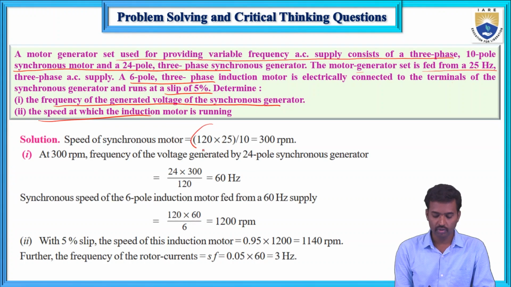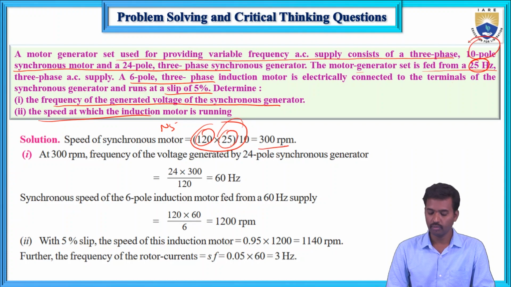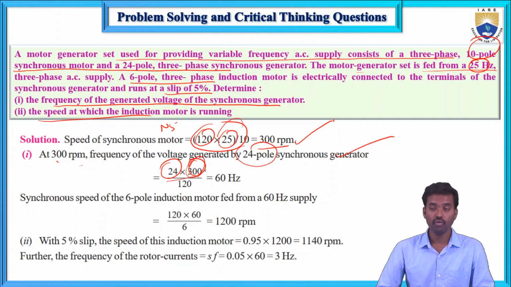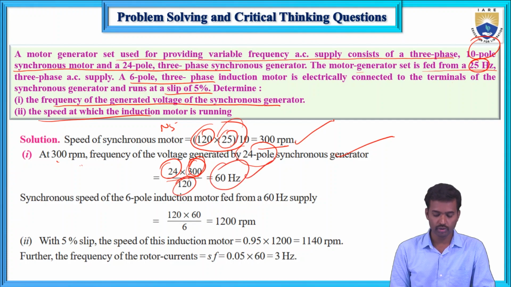So for the synchronous motor, Ns equals 120 f by P, where f is 50 and P equals 10. So that value equals 600 RPM. Now this 600 RPM drives the generator with 24 poles, so the frequency equals 600 into 24 divided by 120, which is 120 Hz, and half of that equals 60 Hz.